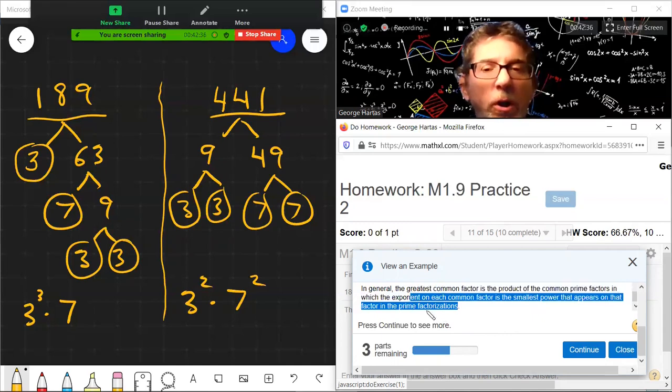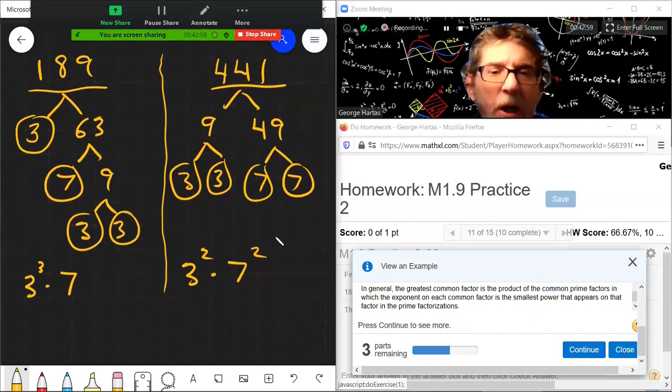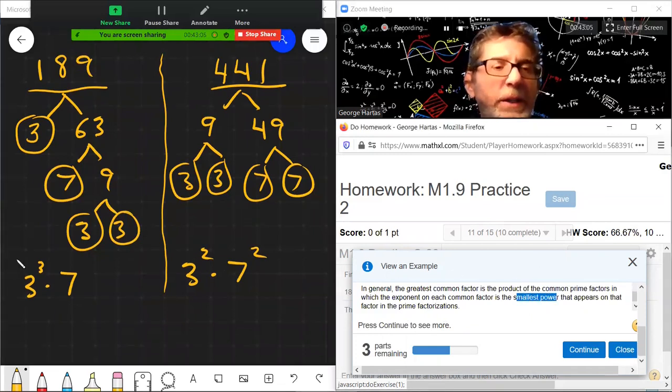You have to look at and compare the exponents of common factors. So the bases have to be in both. If the base is not in both, it cannot be part of the greatest common factor. So let's look at this. The key here is smallest power. So let's look at the threes. We have 3 3s here, right? We have 2 3s here. This is the smallest power. So this comes down.